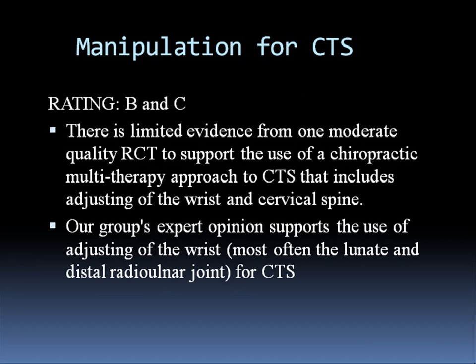Due to the fact there was only one RCT for chiropractic management of CTS, our rating was both B and C. There is limited evidence from one moderate quality RCT to support the use of chiropractic multi-therapy approach to CTS that includes adjusting of the wrist and cervical spine. Our group's expert opinion supports the use of adjusting of the wrist, most often the lunate and distal radial ulnar joints, for CTS.